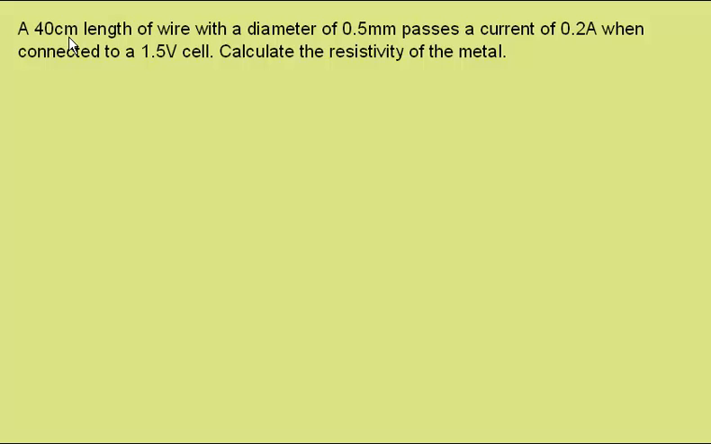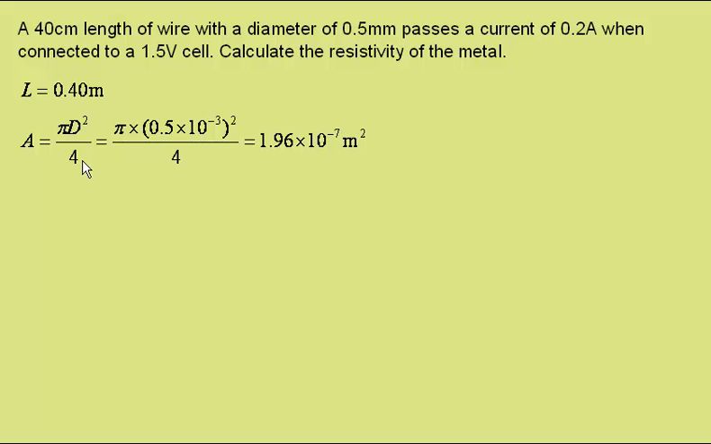We've got the length in centimeters, which I'm going to convert to SI units of meters, and quote here my length as 0.40 meters. I've been given the diameter of the wire in millimeters, and I want the area. Well, I know that the area of a circle is pi r squared, and that is also equal to pi d squared over 4, with d being the diameter. So I can write the area as pi d squared over 4, which is pi times the diameter of 0.5 times 10 to the minus 3, because it's millimeters, squared, divided by 4, giving an area of 1.96 times 10 to the minus 7 square meters.